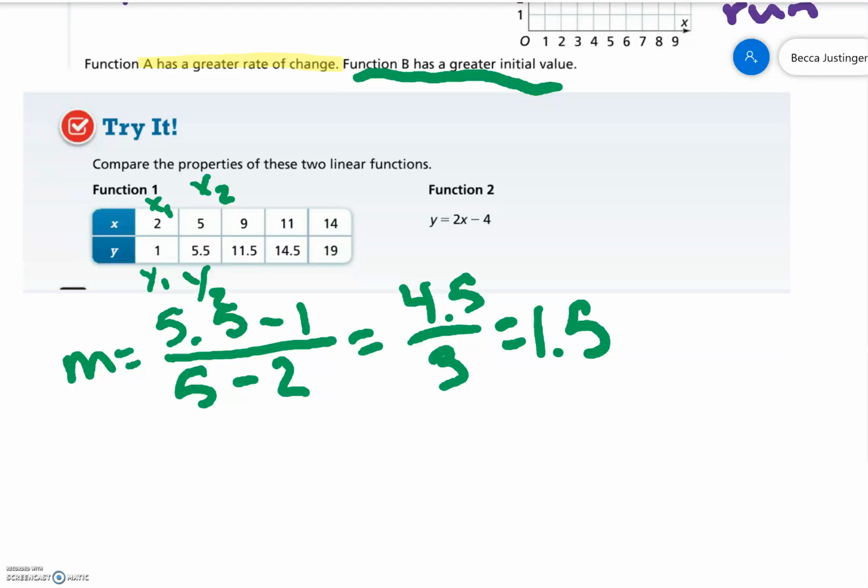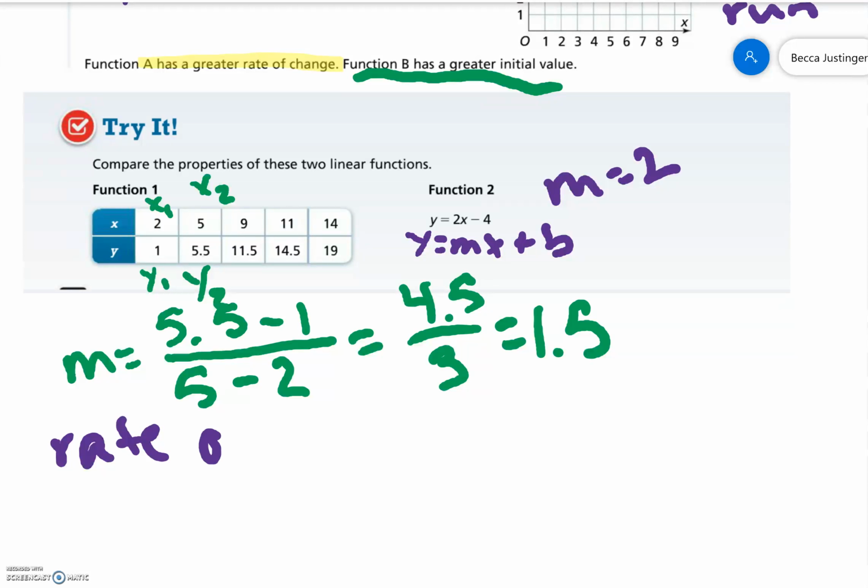And in function 2, it's easy to see because remember y equals mx plus b. So for function 2, m is 2. So the rate of change, or slope, is greater for function 2.